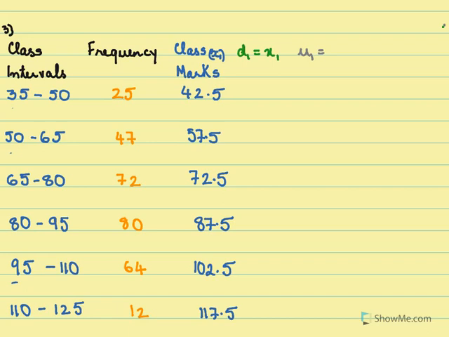Now to find the di, we need to find the assumed mean. Assumed mean is the middlemost value. But if you notice here in xi, you have two middle values, 72.5 and 87.5. But you can take any that you want. I will decide to take A as 87.5. So to get my di, for each of my readings I have to do xi minus A.